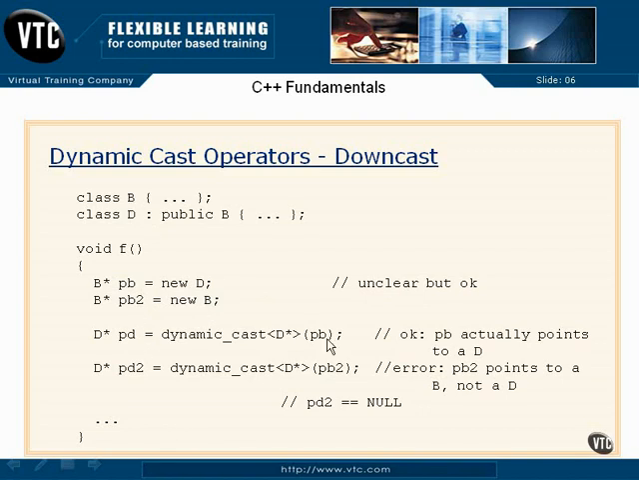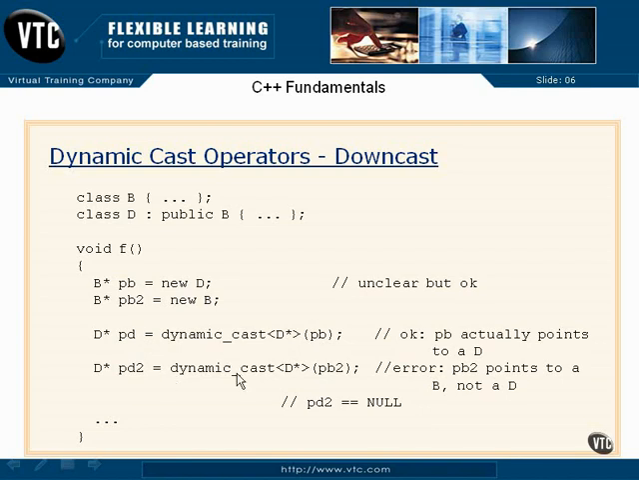Now we're going to do our dynamic cast. So now we have a D star, which is a pointer to D, and we're going to cast a D star. We're going to take the pointer to B. Now it actually points to a D already, so that's okay. And we're going to cast that to a D pointer and put it into PD. Acceptable. But now we're going to get into trouble over here.